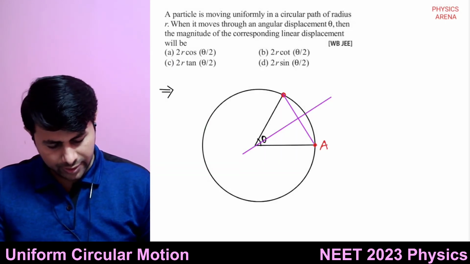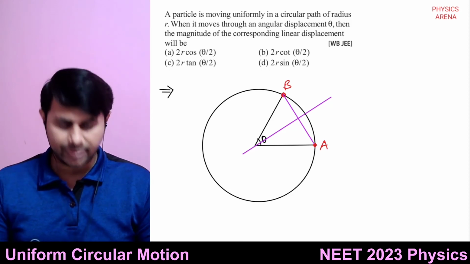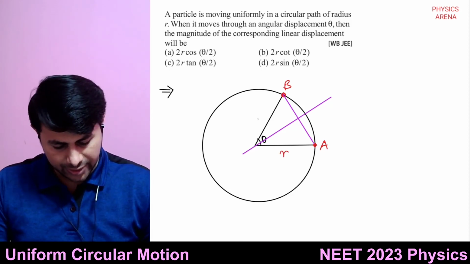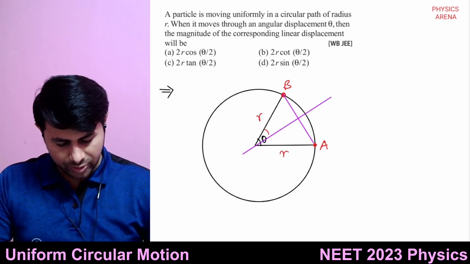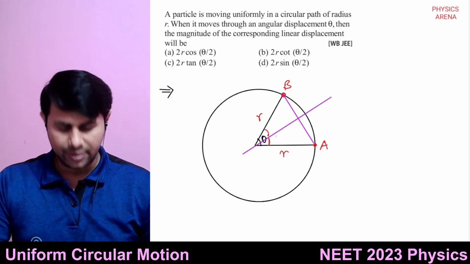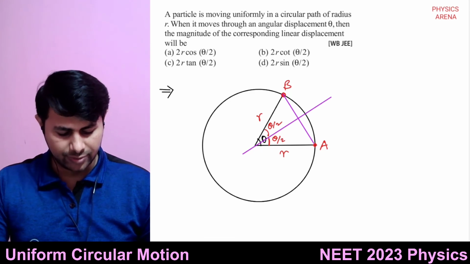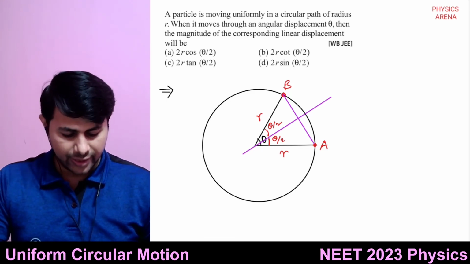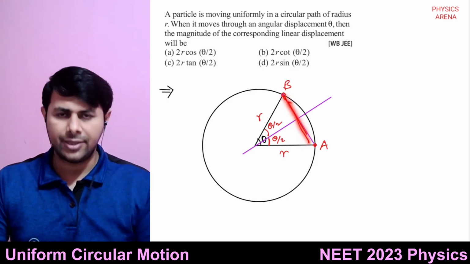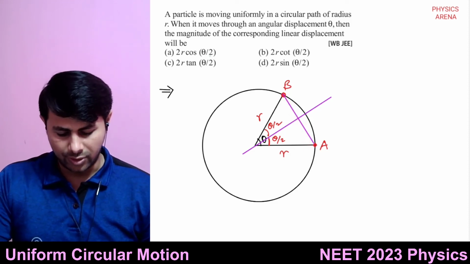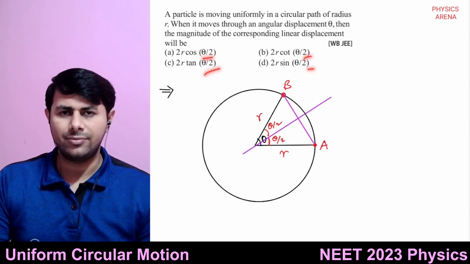So this is the displacement. How much is displacement? AB is the displacement. This is the radius. How much would be this angle or this angle? Theta by 2, right? This is theta by 2. So can you say how much would be the displacement in terms of theta by 2? All the options are in terms of theta by 2.